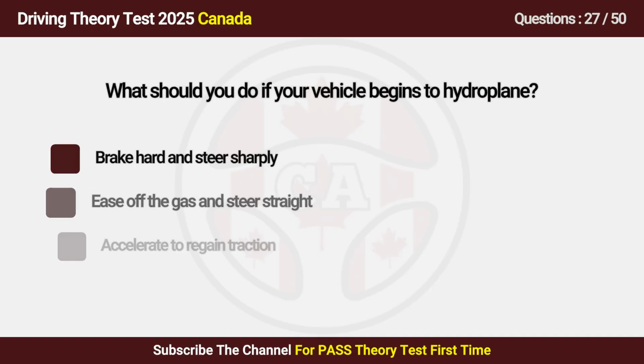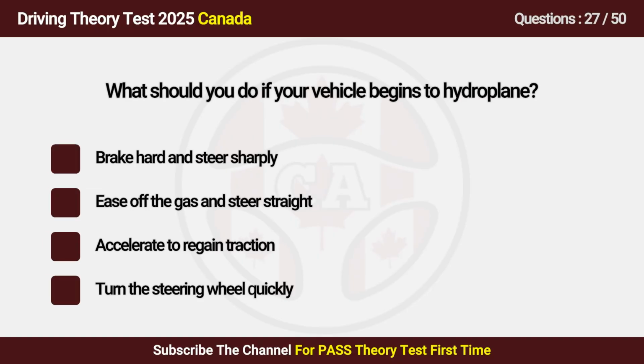Question 27. What should you do if your vehicle begins to hydroplane? A. Brake hard and steer sharply. B. Ease off the gas and steer straight. C. Accelerate to regain traction. D. Turn the steering wheel quickly.